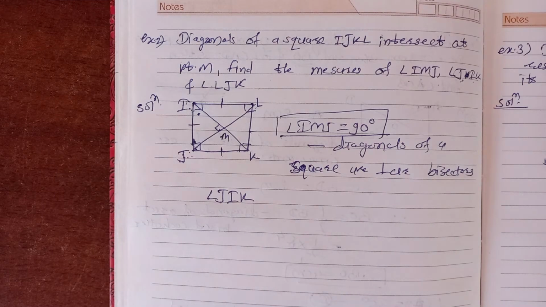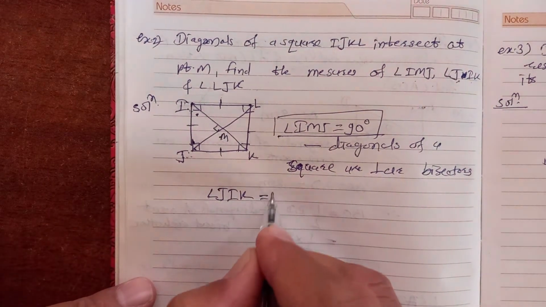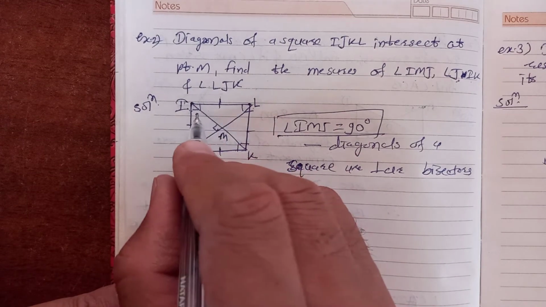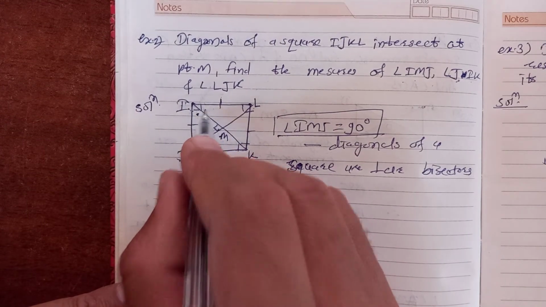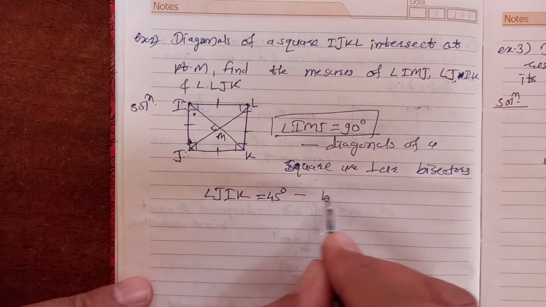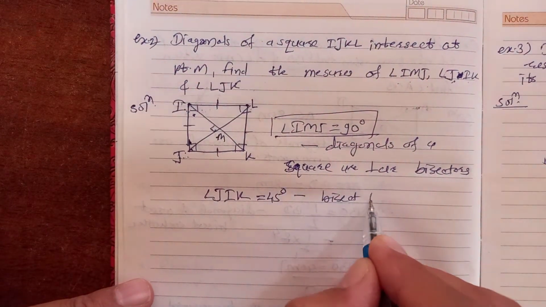Can you judge? This is 45 degree. These two triangles are congruent. So this is 90, so this is 45, this is 45. This bisects the angles.